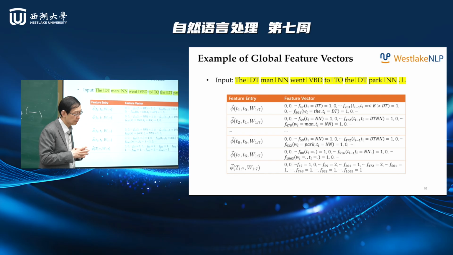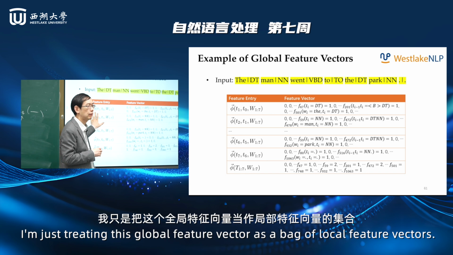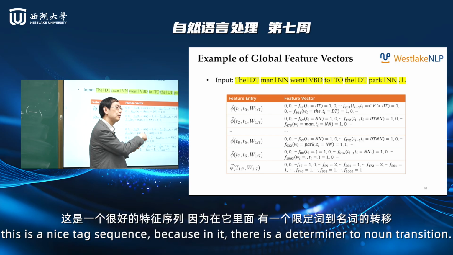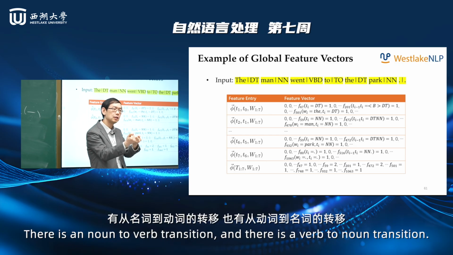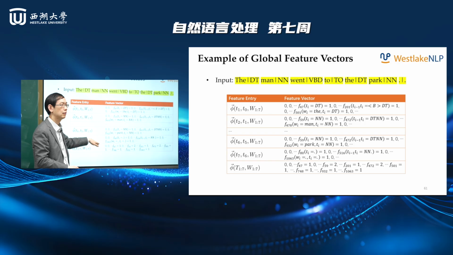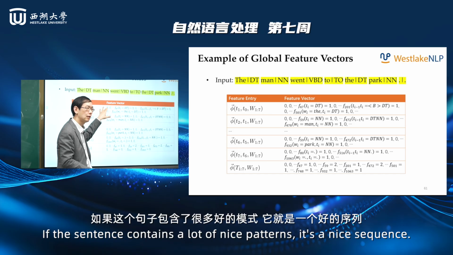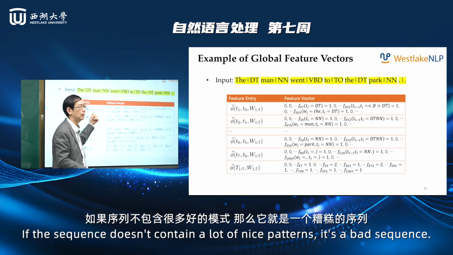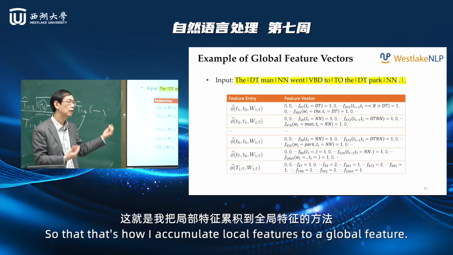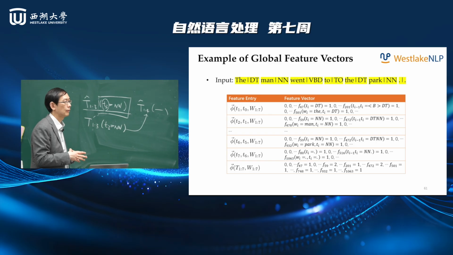So in other words, I'm just treating this global feature vector as a bag of local feature vectors. I'm just saying, okay, this is a nice tag sequence because in it, there is a determiner to noun transition, a noun to verb transition, and a verb to noun transition. I added them together, right? If the sequence contains a lot of nice patterns, it's a nice sequence. If the sequence doesn't contain a lot of nice patterns, it's a bad sequence. So that's how I accumulate local features to a global feature. Okay?